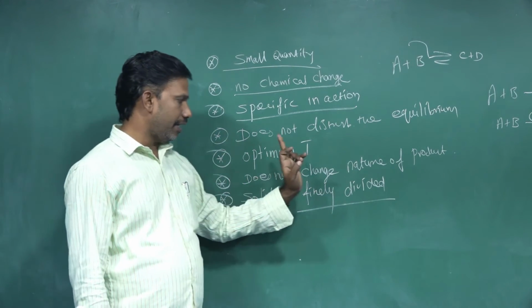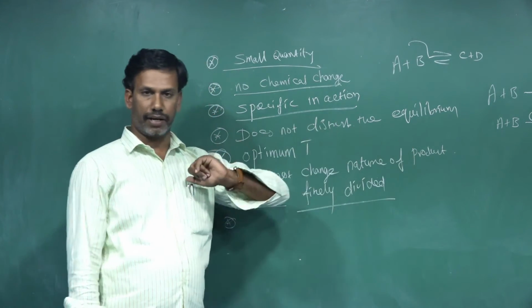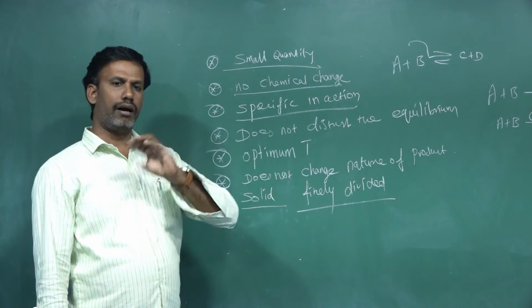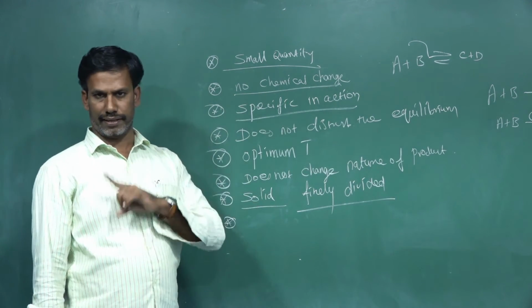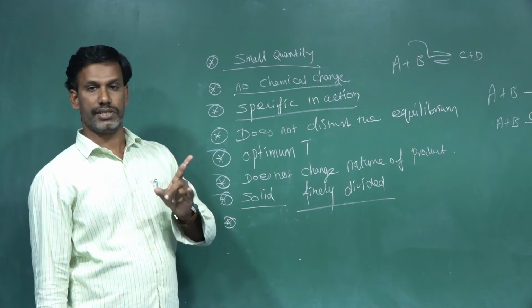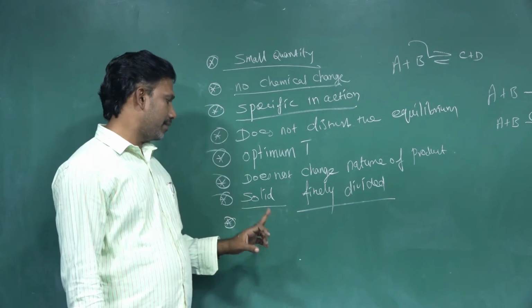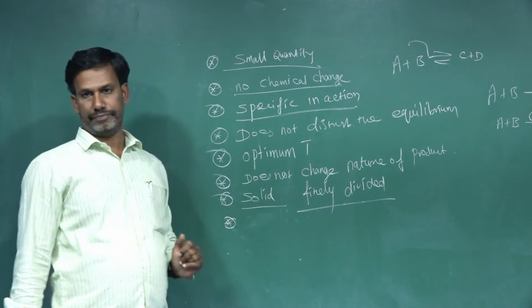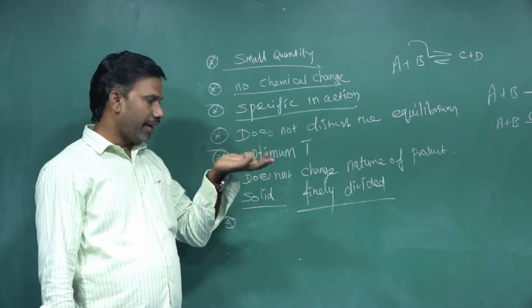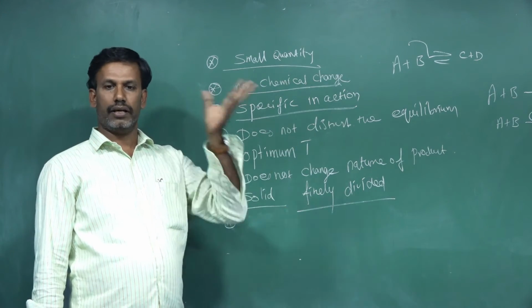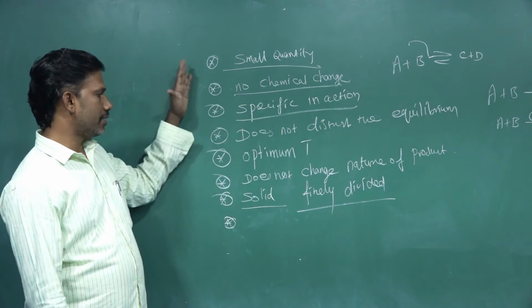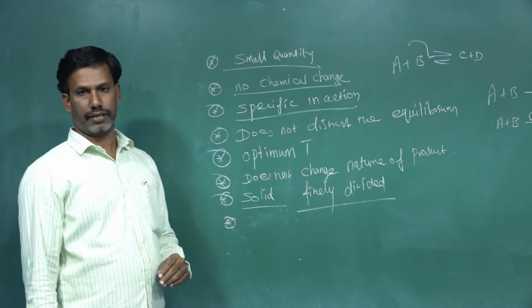Then it does not affect or change the nature of the product. If A and B give D, then D should be formed whether you add a catalyst or not. The nature of D should not be changed. So that is a quality of it. When you take a solid catalyst, finely divided into powder, the crushed catalyst should be used in order to get more yield. These are the few properties of the catalyst.